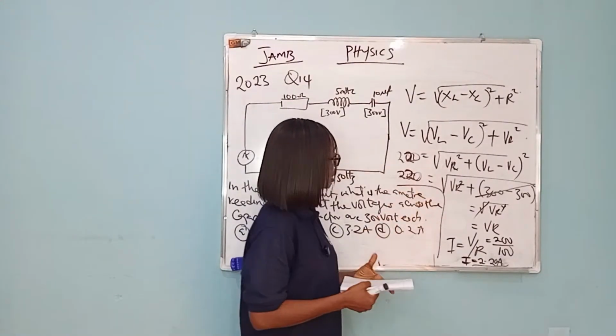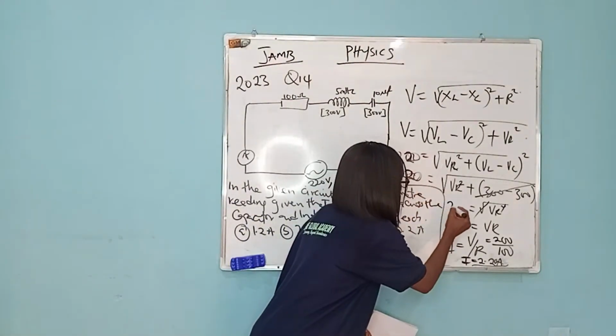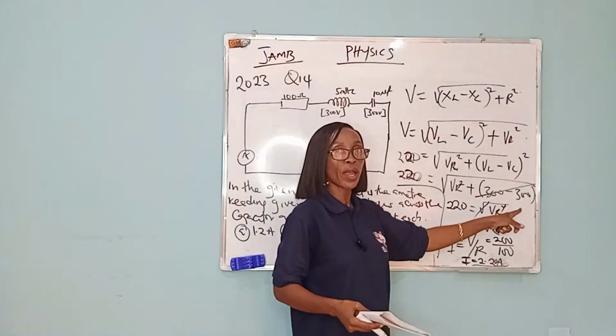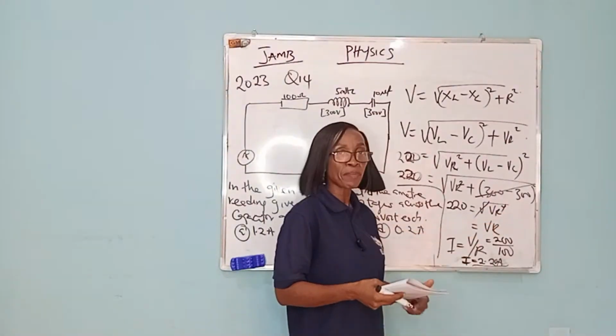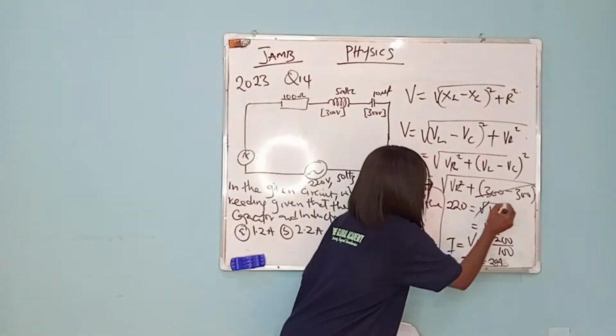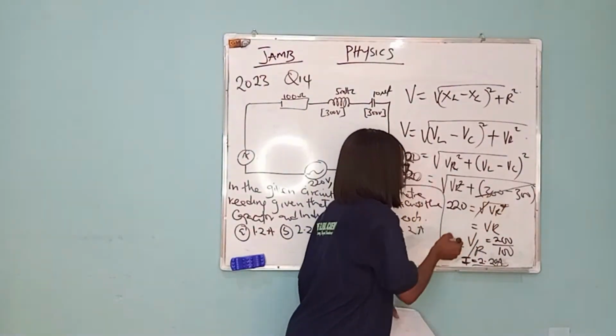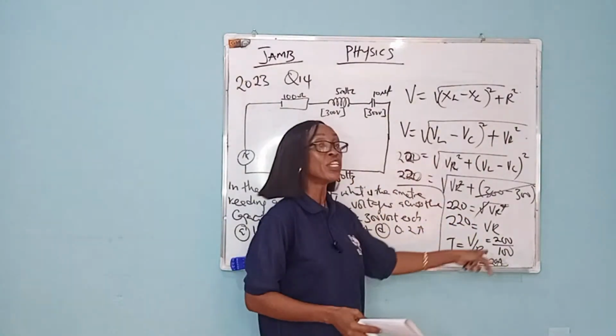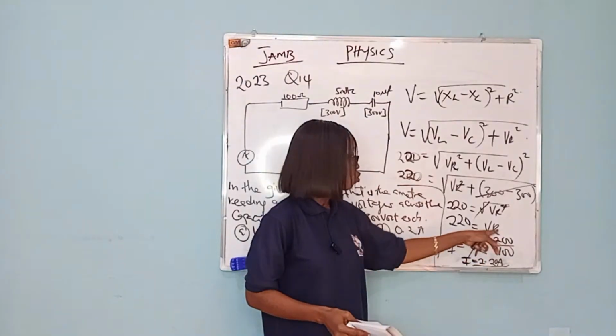So 220 is equal to the square root of VR squared. Mathematically, if I have a square here and a square root, I can cancel them, and I'm left with 220. 220 is equal to VR.